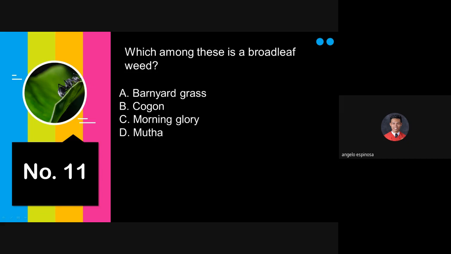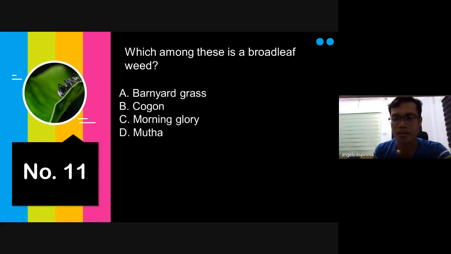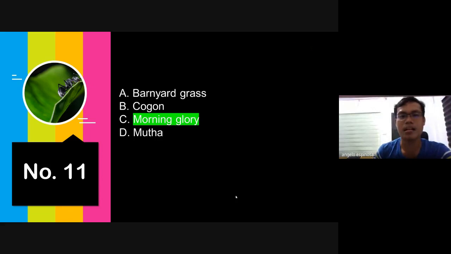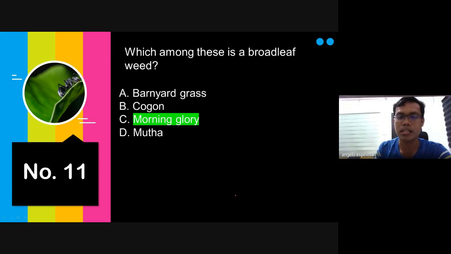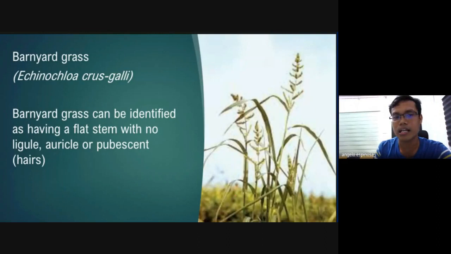Okay, let's check what is the correct answer. Number 11, which among these is a broadleaf weed? So the correct answer is letter C, because letter C is a morning glory. It is a broadleaf. So let's check what's barnyard grass. Barnyard grass is also known as Echinochloa crus-galli. It is a grass, no? It can be identified as having a flat stem, okay, with no ligule, auricle, or pubescence here. Yan. So that is what we call barnyard grass.